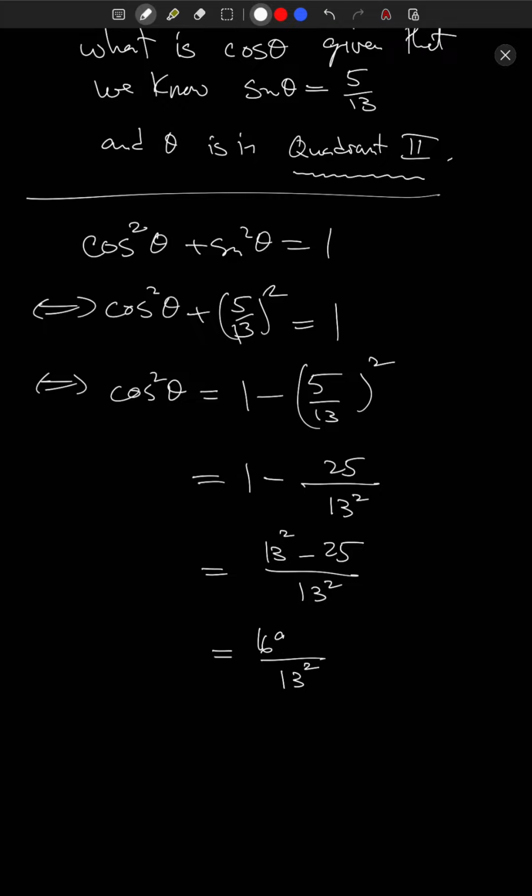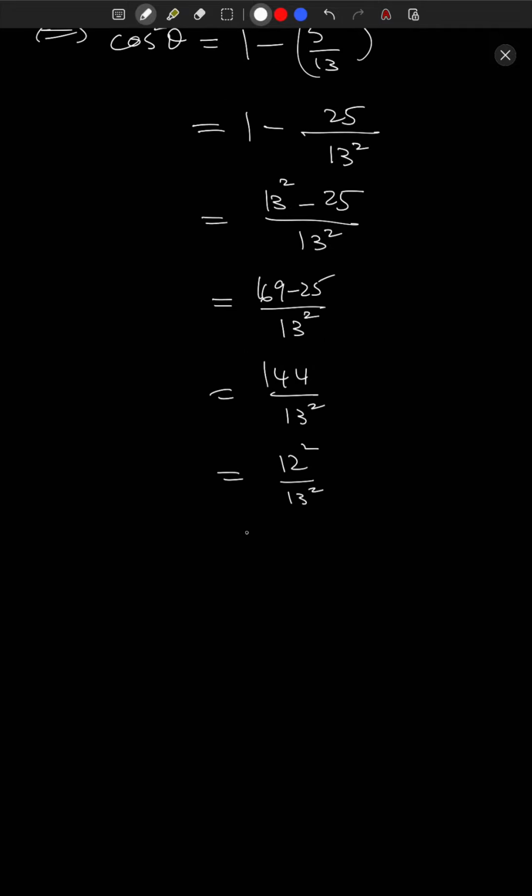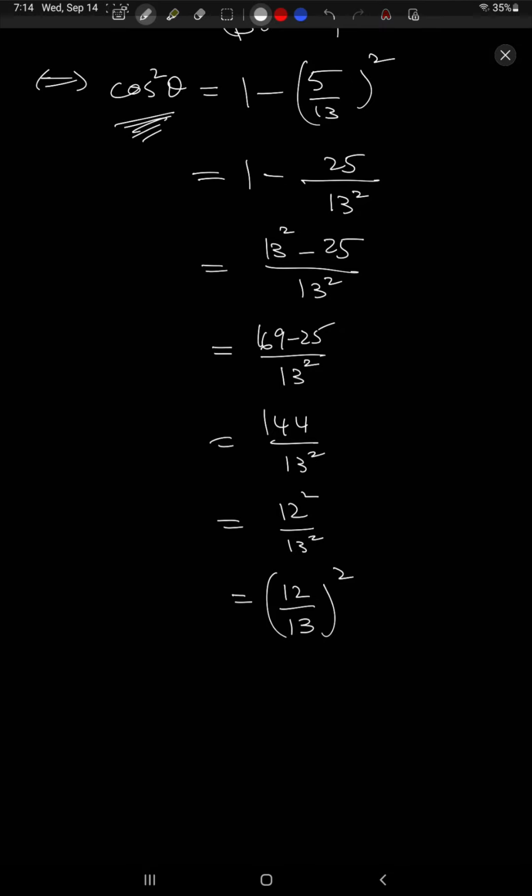This is 169 minus 25, and this turns out to be 144 over 13 squared. But 144 is 12 squared, so this is 12 squared over 13 squared. The reason I wanted to write it like that is because that's 12 over 13, the whole thing squared. And so what I get is cosine squared is equal to 12 over 13, the whole thing squared.